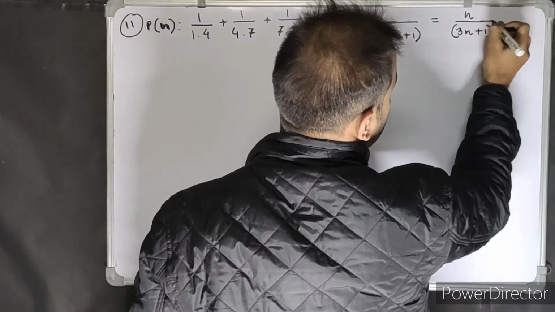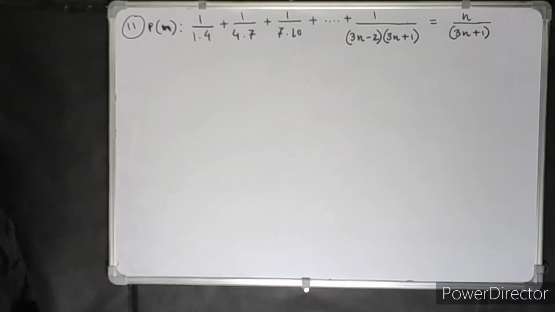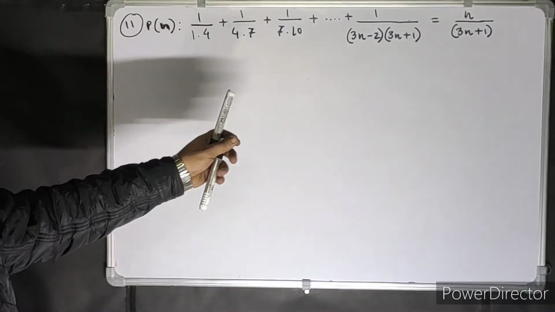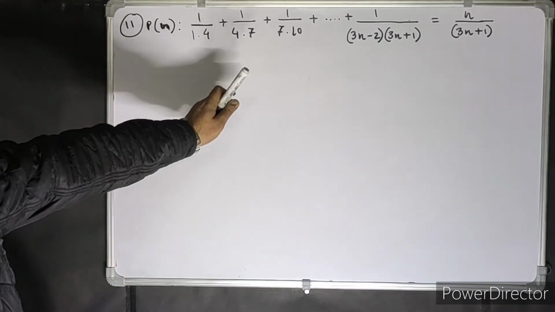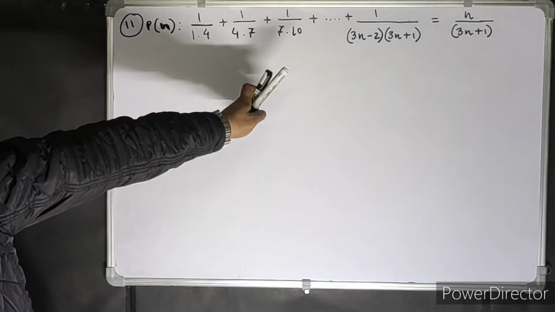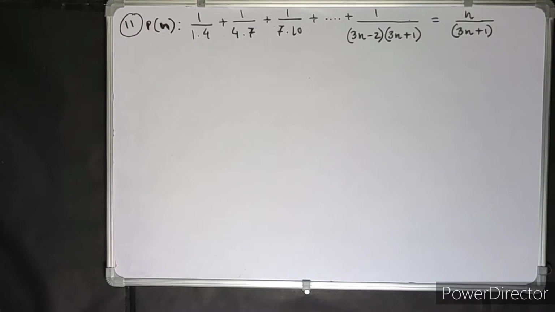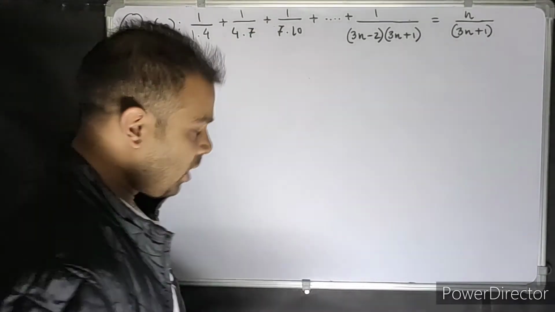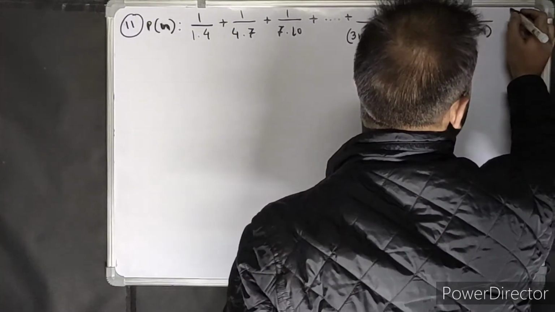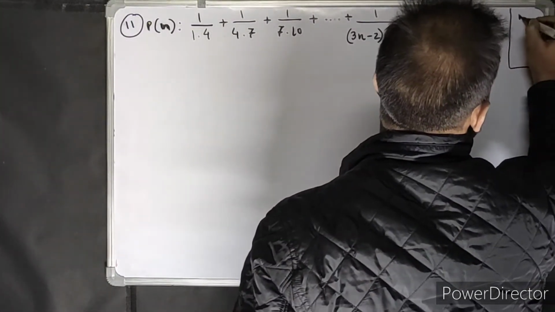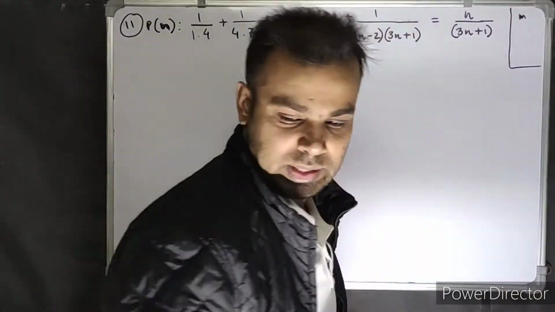3n plus 1. So checking it once again so that I have not made any mistake. 1 divided by 1.4, 4.7 and 7.10, 1 divided by 3n minus 2, 3n plus 1 is equal to n over 3n plus 1. All are correct. And if you want to know what your answer will look like, I'm going to do this with k.